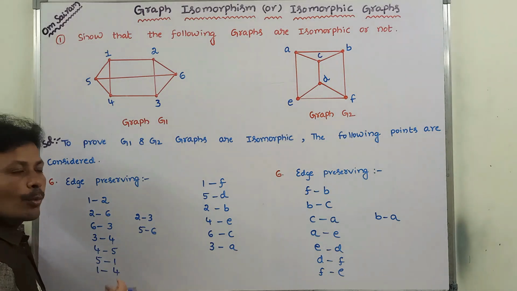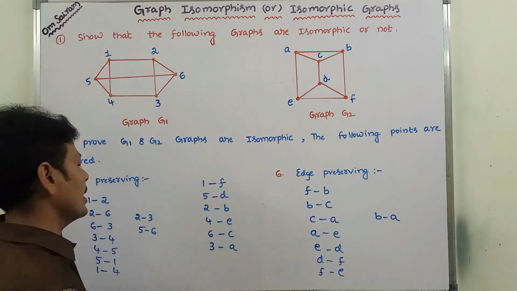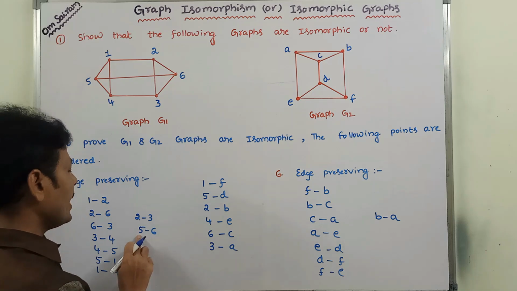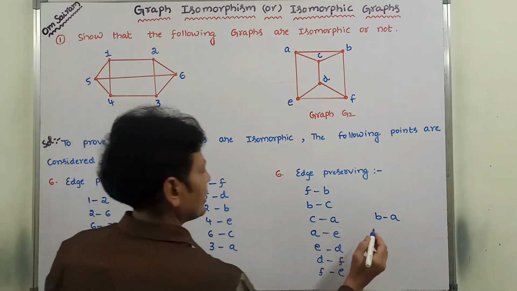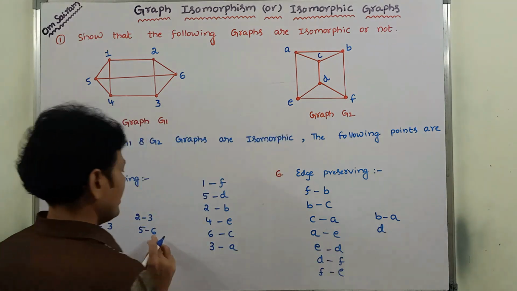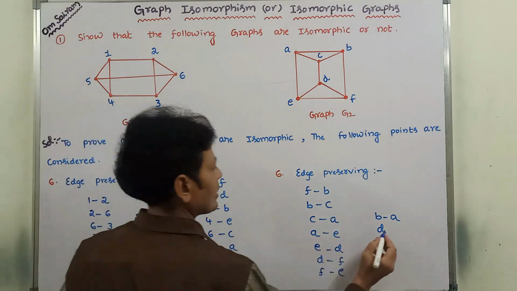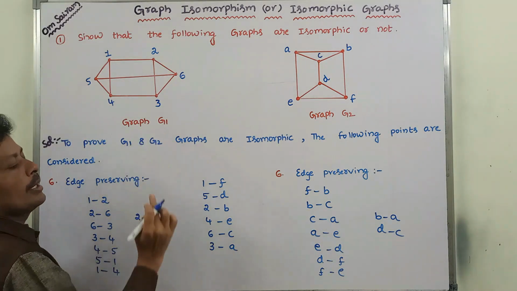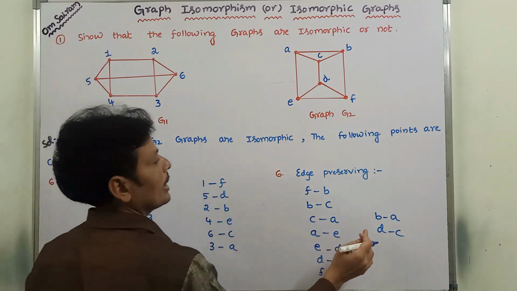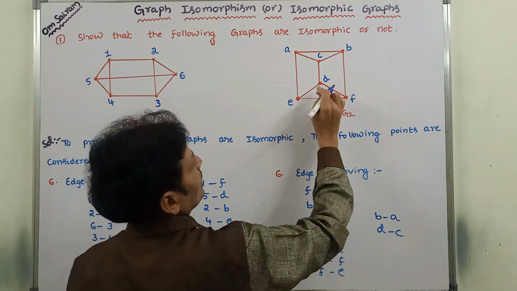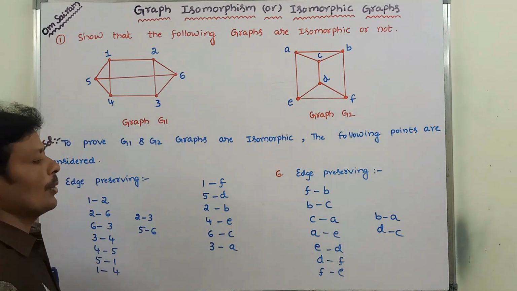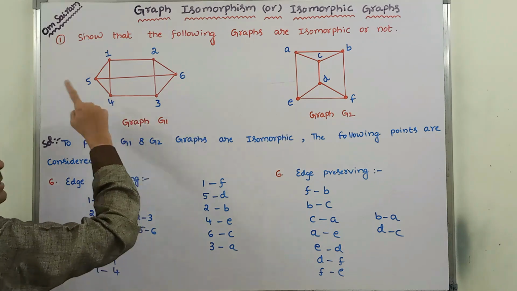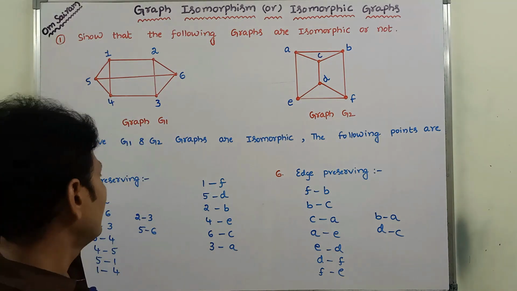5 to 6. What is the corresponding edge in G2? 5 corresponding vertex is D. 6 corresponding vertex is C. 5 to 6 edge in G1, the corresponding edge in G2 is D to C. D to C. Okay. So all edges are completed.